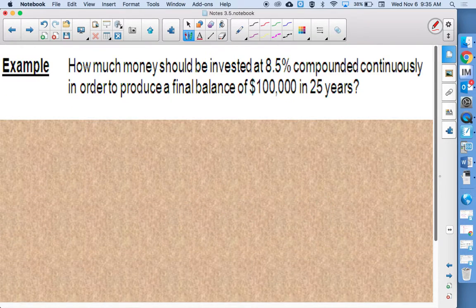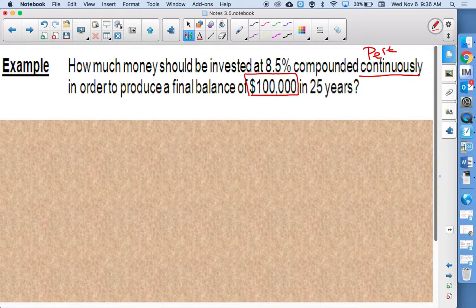So if you look at the second one underneath, this says how much money should be invested at 8.5% compounded continuously. So when you see continuously, that's the PERT formula. That uses the e. In order to produce a final balance of $100,000 in 25 years. So say I have a goal, I want to have $100,000 in 25 years. How much money should I invest now? So that's what the question is asking.